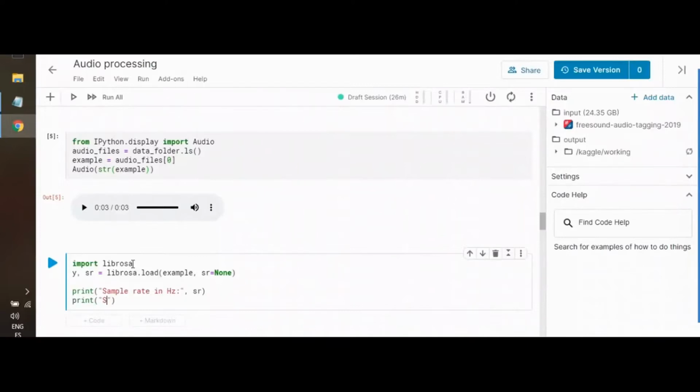So the idea is that if the sample rate is higher, you're going to have a better quality sound in the recording. The sound file is a time series, basically, so you can display how long the time series is. And you can also display the duration of the file, which basically is the length of the time series divided by the sample rate.